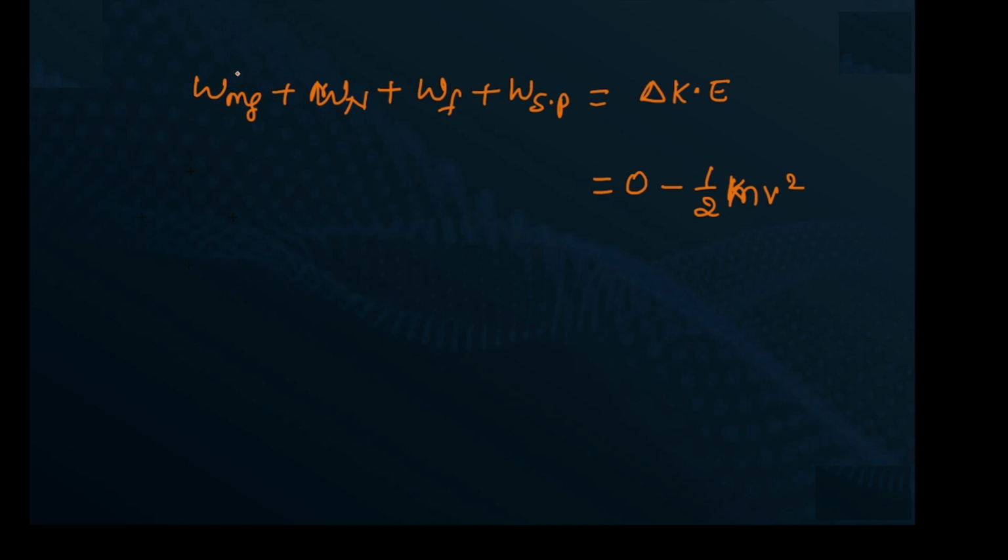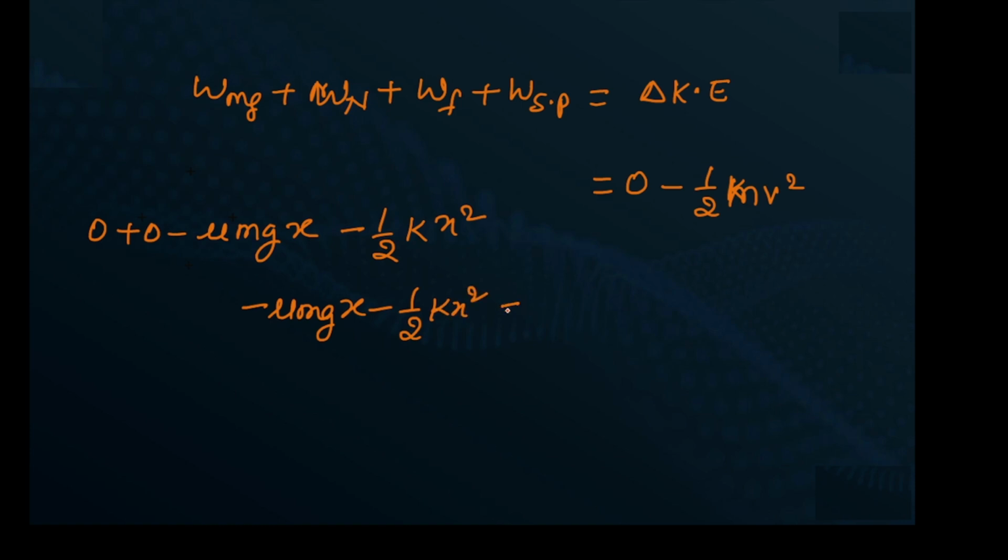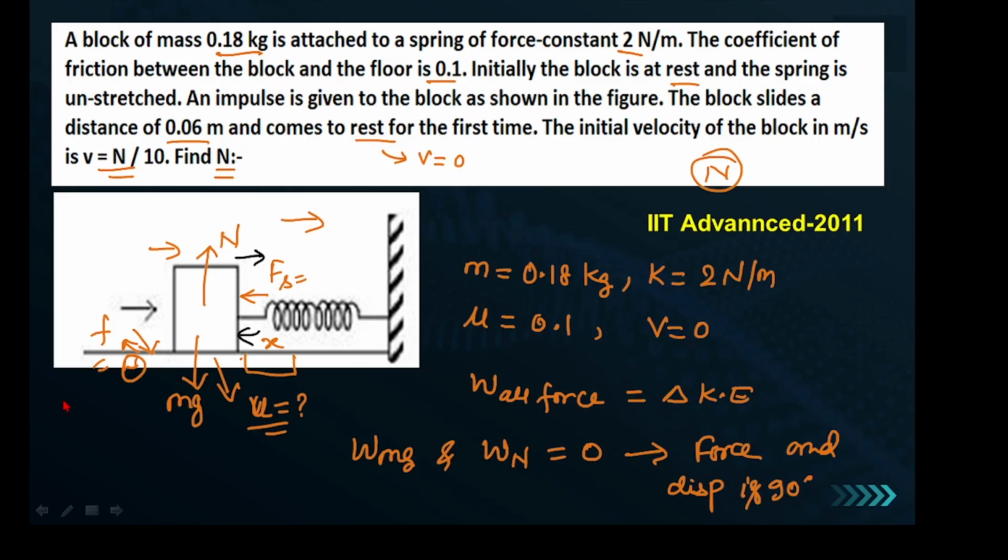m v square. Here we will put the value of work done by mg, that is 0. Normal reaction is also 0. Friction force is minus mu mg into displacement, and work done by spring force is also minus half k x square. So here we can rewrite this equation, minus half k x square equal to minus half m v square. Now we have to find the value of v.